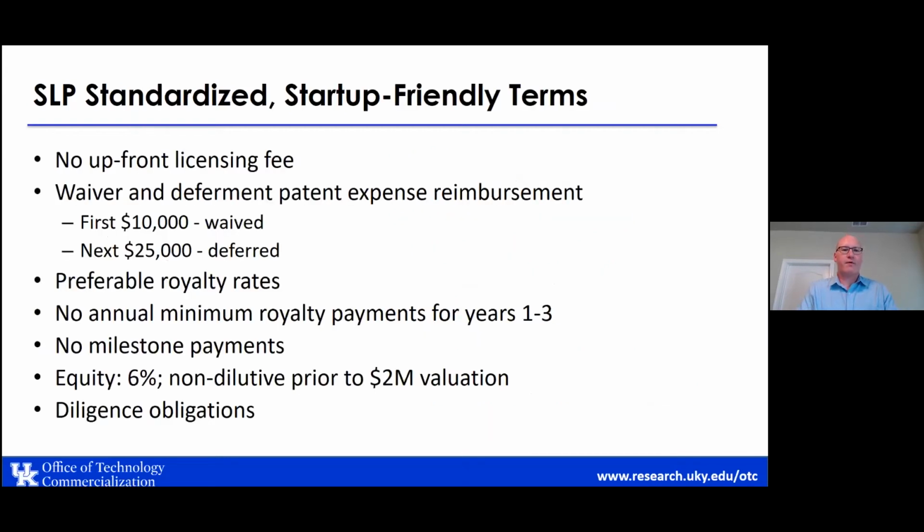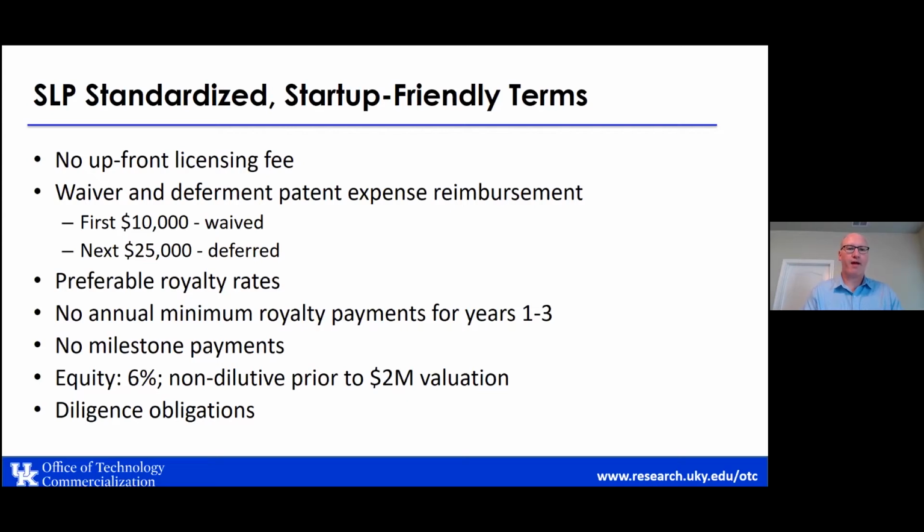All right, so SLP, let's dig into the terms. I think there are two parts here that are really key. One is that the terms are standardized, and two is that the terms are startup friendly. And I think you'll see that as we go through. So the first aspect here is that there's no upfront licensing fee. There's no fee that's due at the initiation of the license. That's something that would be there in a standard license agreement that we waive for SLP.